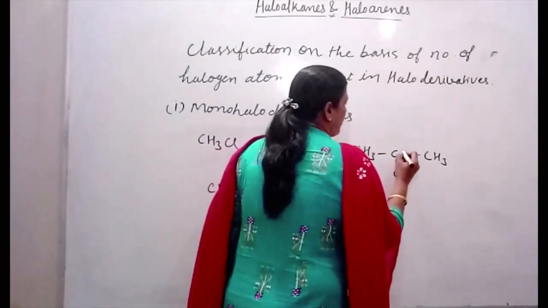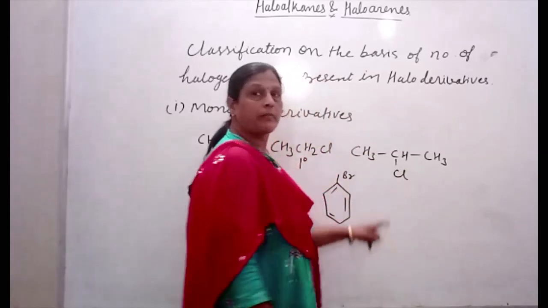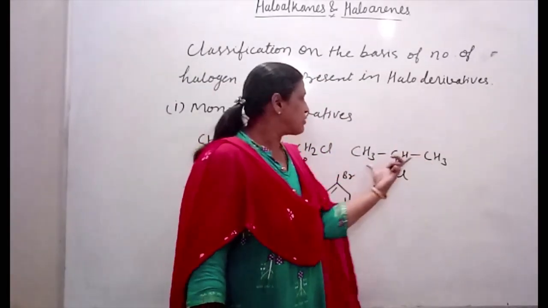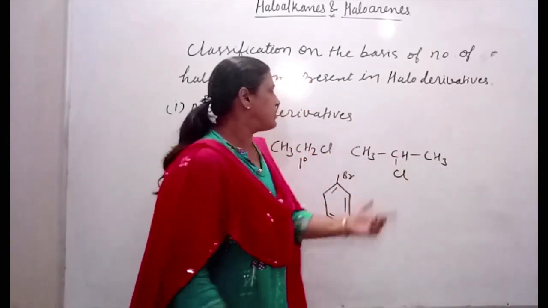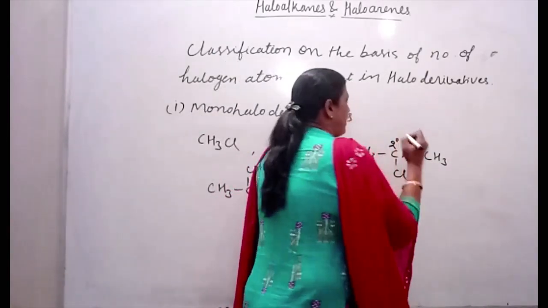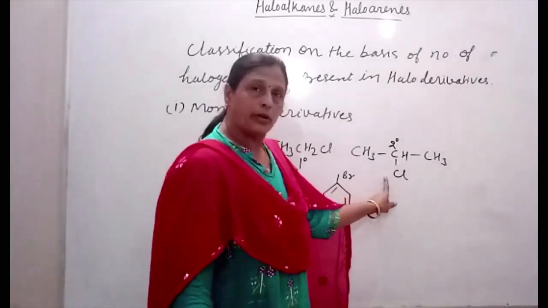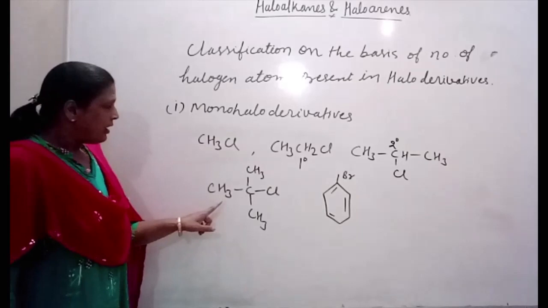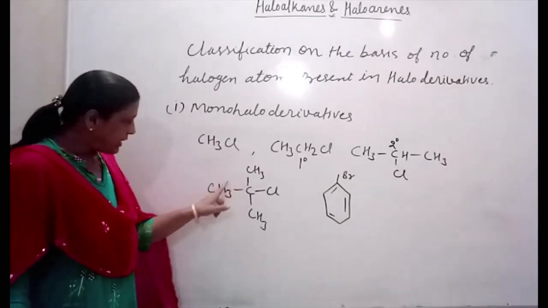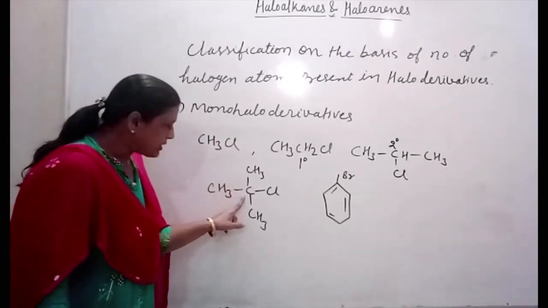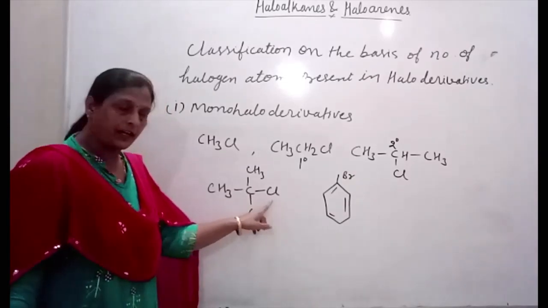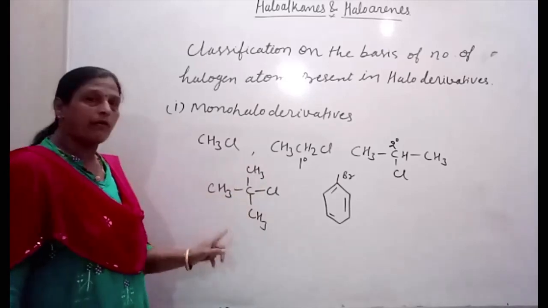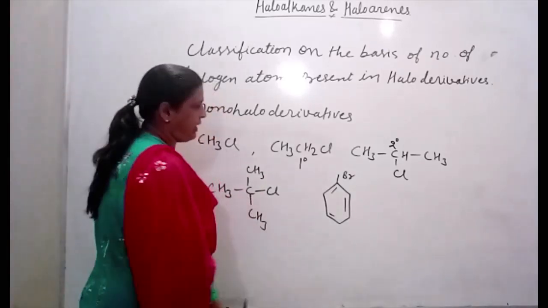Now in this compound you can see that this carbon atom is attached to this carbon atom, and this atom is directly attached to two carbon atoms. This is known as 2 degree carbon, and this compound is known as 2 degree alkyl halide. In this compound, this carbon atom is directly attached to 3 carbon atoms, and from this carbon atom the chlorine atom is directly attached. So this is a 3 degree carbon atom, and this compound is known as 3 degree alkyl halide.